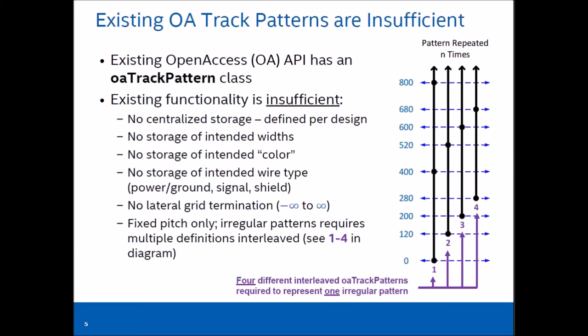There is presently a way to represent track patterns in OpenAccess. It's the OA track pattern class. That class, however, is deficient in many ways for the advanced track pattern modeling needs that I mentioned before. What you see in the diagram on the right is essentially what is understood by this track pattern class. I think you'll notice probably the first thing is you don't see any wires there because there's no intended width built into that. So that's one thing.